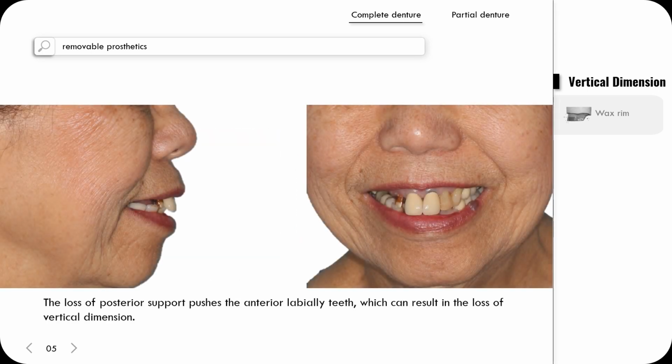Okay, another clinical scenario where we see the loss of vertical dimension is when we lack posterior support, right? So when posterior teeth are taken out, the anterior teeth undergo primary occlusal trauma, and then they end up in some sort of pathologic migration. The anterior teeth get kicked out and forward, and then their bite starts to collapse.